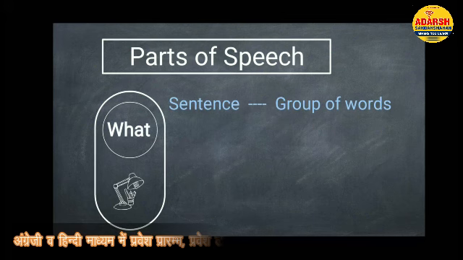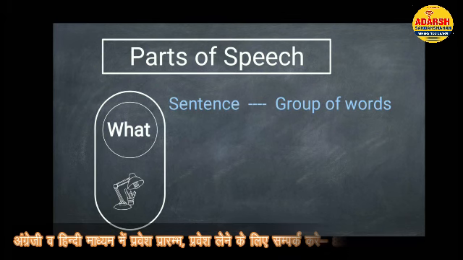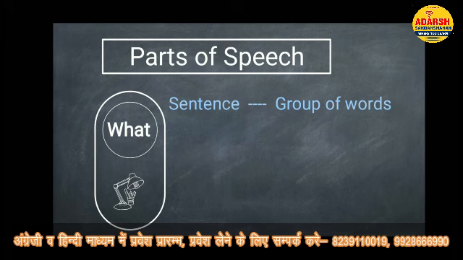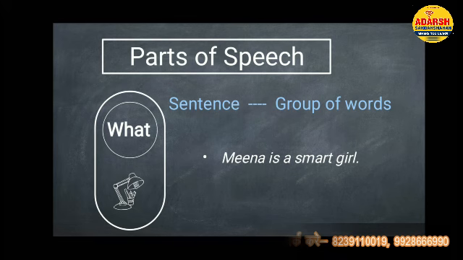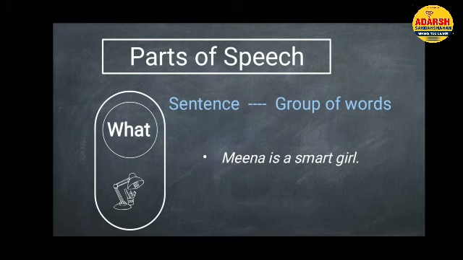Every sentence is made up of a group of words. These words are of different types based on their uses in the sentence. Let's see an example to understand it better. Meena is a smart girl. Here you can see that this is a sentence. It is made up of 5 words: Meena first, is second, a third, smart fourth, and girl fifth.